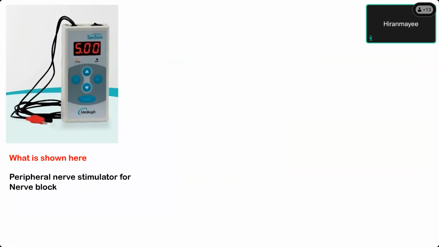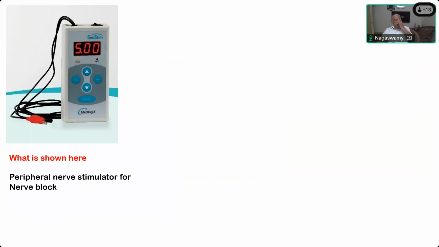Sensory impulses get blocked first. Before motor blockade occurs, sensory blockade occurs. One is the action of the local anesthetic on the nerve. Second is that the distance between the nerve and the needle tip is increased. When you inject the local anesthetic, the nerve is pushed away, so the distance increases, and also the local anesthetic acts on the nerve. These are the two reasons why you will immediately find the contractions getting abolished, and you can further inject the local anesthetic.